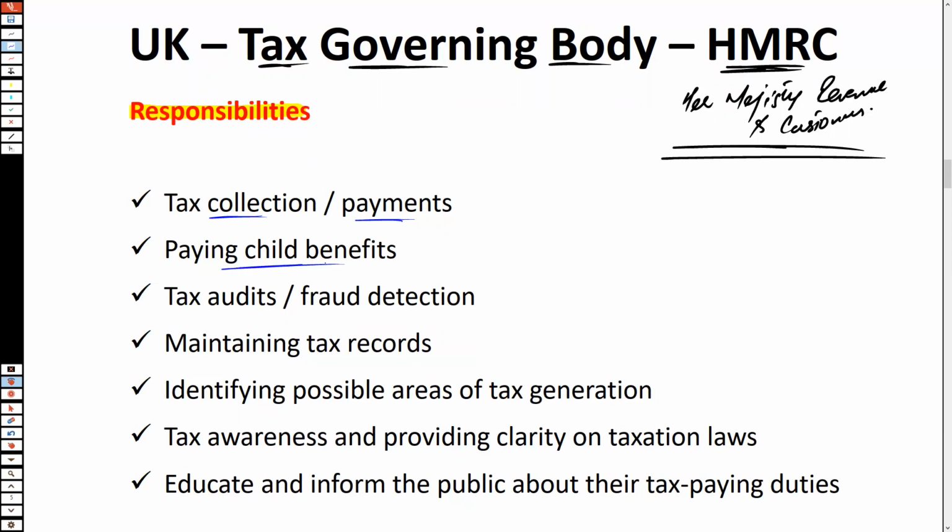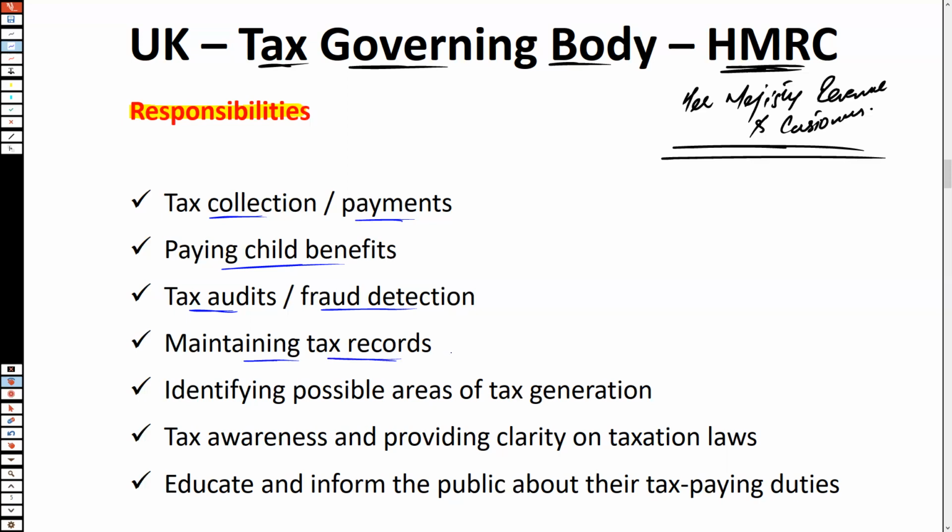In different countries, a person gets money from the government in respect of their children. If the person has a low level of income, the government will support them by paying them money. So paying child benefits is the responsibility of HMRC, as is conducting tax audits and detecting any fraud. Such things are also responsibilities of a tax governing body. Let's say in the previous year you paid, let's say, 10,000 pounds of tax, but now this year you are not paying any tax liability. So how was the tax liability reduced? The tax authority may start a tax audit for you, for a taxpayer.